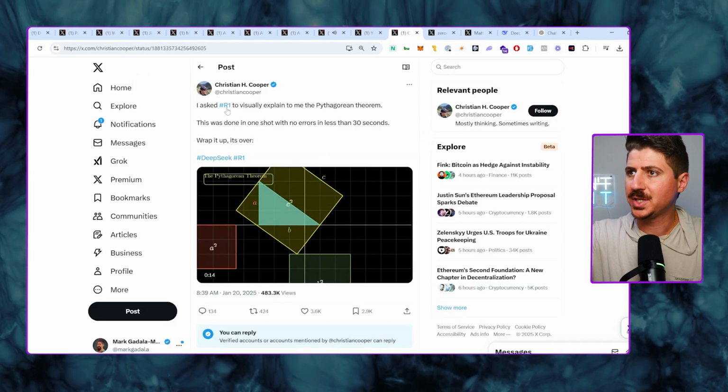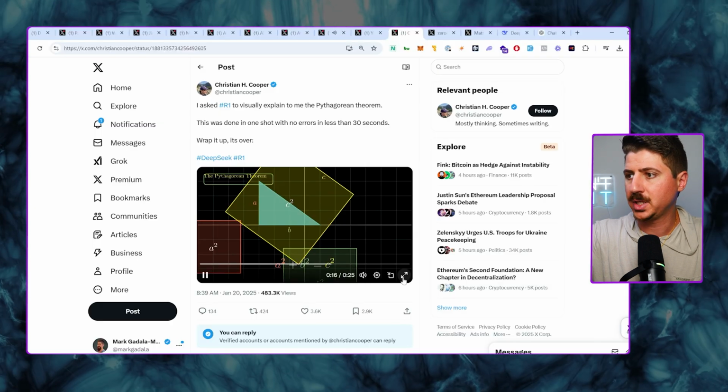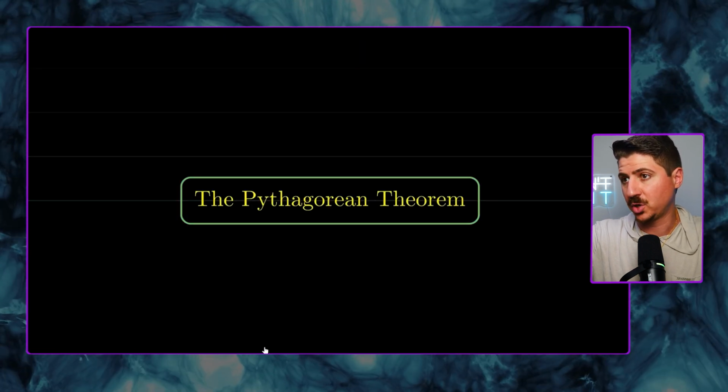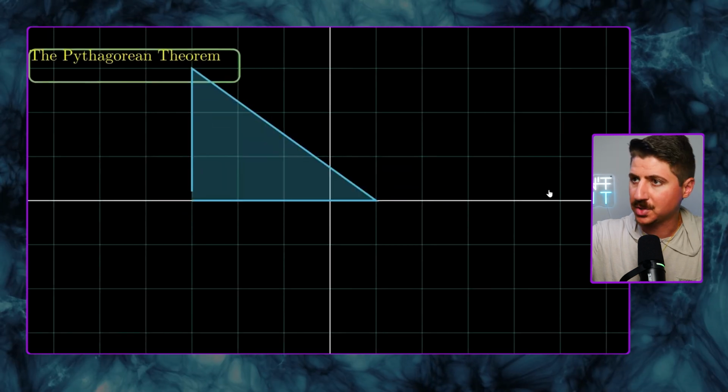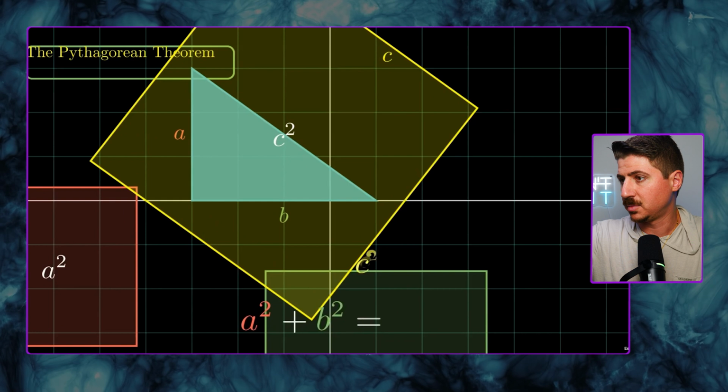Now, another thing I wanted to show you, this is somebody asked R1 to show visually how the Pythagorean theorem works. And this is what it came up with. So pretty cool stuff that it would do this in one shot. So obviously it's using some kind of JavaScript or something, pretty cool breakdown of the Pythagorean theorem. And it seems pretty accurate also. So pretty cool stuff there.